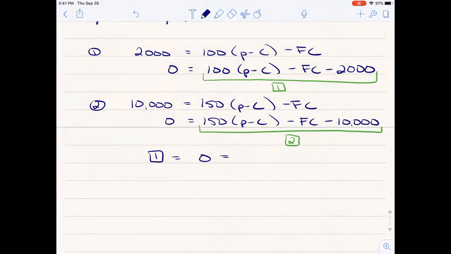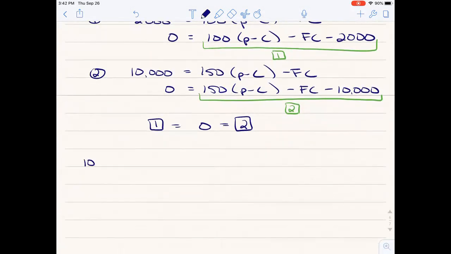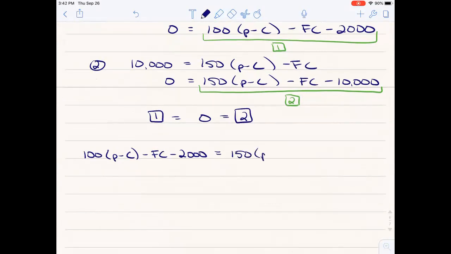Equation 1 is 0 equals this, but then I'm saying equals 0, which is technically true, but I just want to be careful. Which is square 2. Forcing them to equal each other. Which also means that 100 times P minus C minus FC minus 2,000 is forced to equal 150 times P minus C minus the fixed cost minus 10,000.